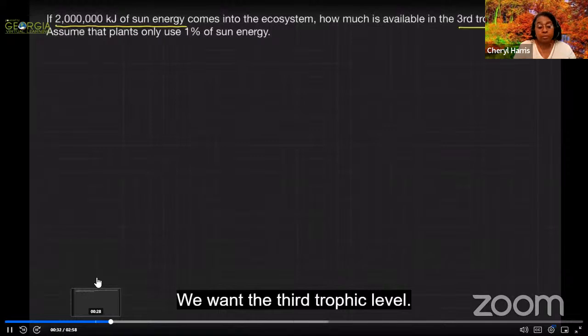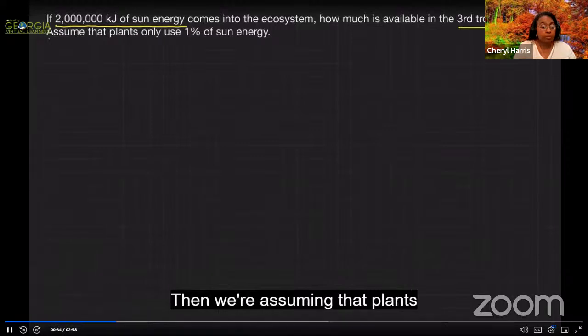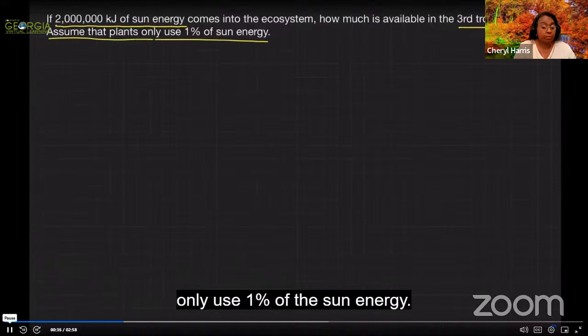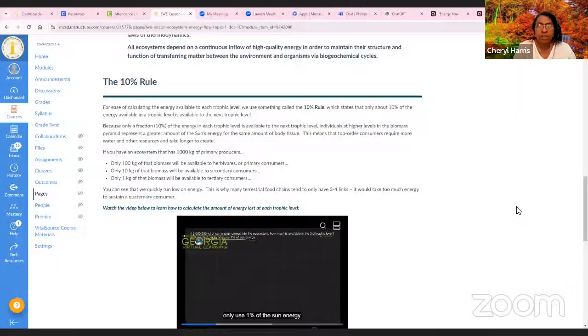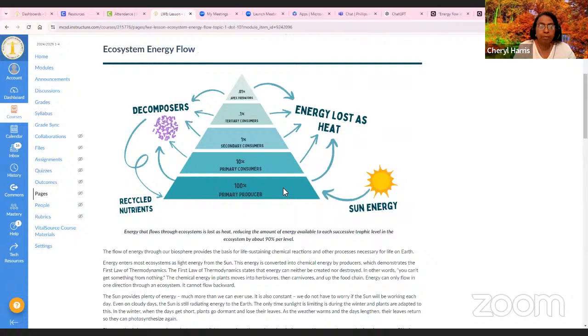Third trophic level, and then we're assuming that things will use 1% of the sun energy. Okay. So they're looking at, let me see if I can shrink this for a minute. When I say they're looking at the third trophic level, if we come back up here, the question is looking, this is the first, second, third. So this is the level that they're looking at, the secondary consumers.